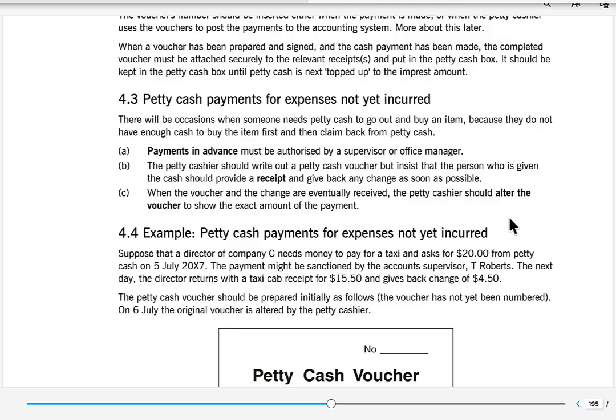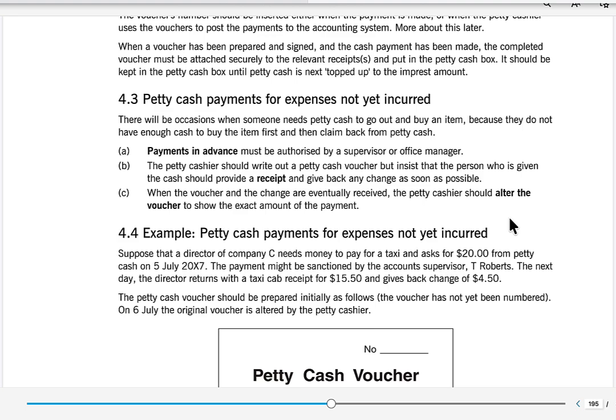What does expenses not yet incurred mean? An expense is incurred when the business has actually used something or bought something or received a service. So expenses not yet incurred means the business has not bought the item yet, the business has not received the service yet, but the person needs cash now so they can go and pay. This is also called an advance. So you can think of it like this. The business is saying, here is the cash first, go and buy the item, then bring back the proof.